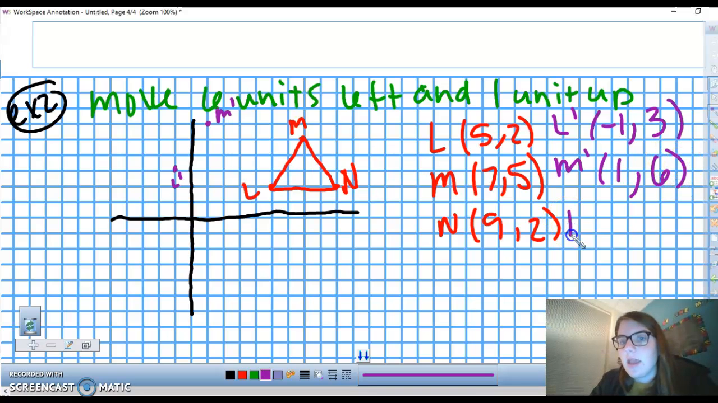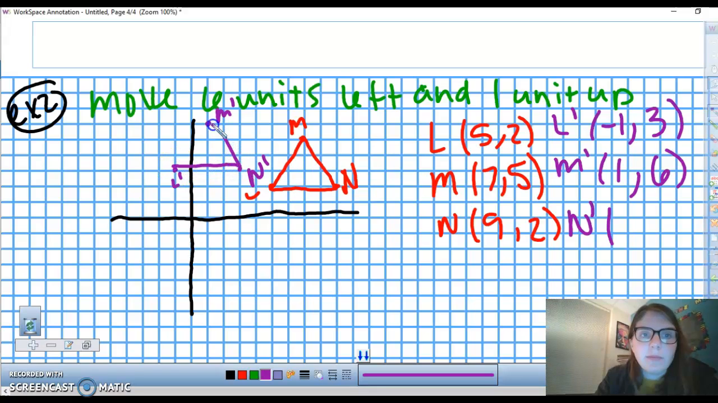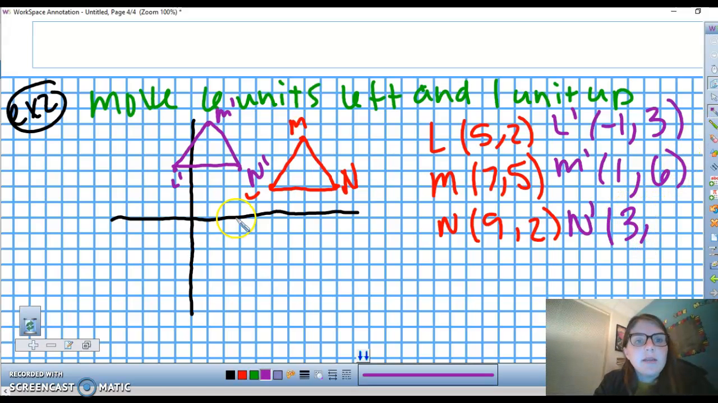Okay, and then N prime, I'm going to move 1, 2, 3, 4, 5, 6. Oops, I forgot to go up 1. So 1, 2, 3, 4, 5, 6, and up 1. Here's my new N prime. And N prime is at the ordered pair 3, 3. We go up 1, 2, 3.